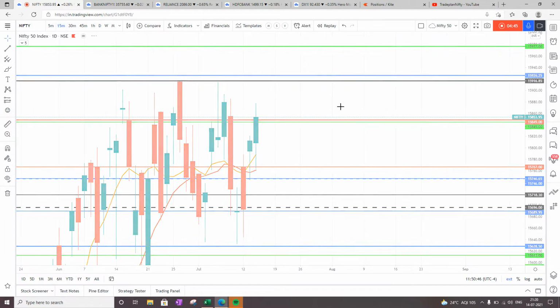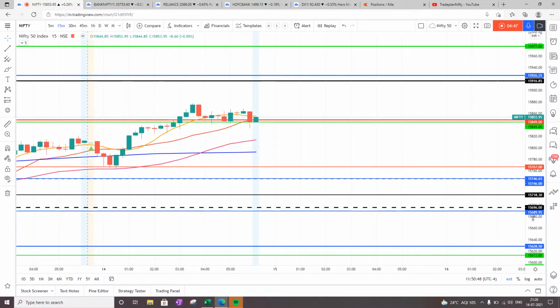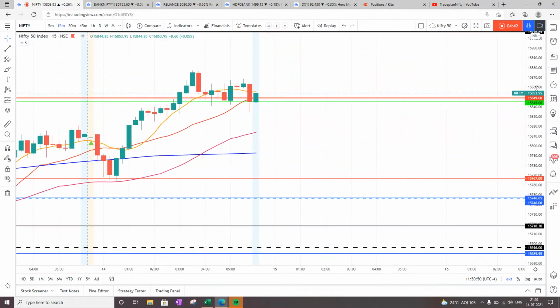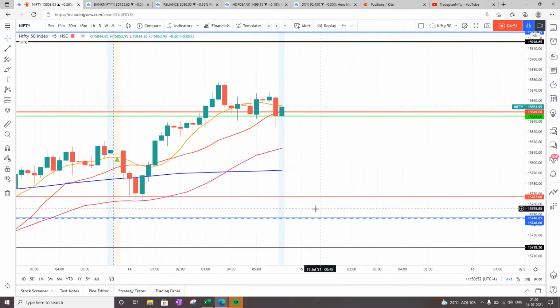On the 15-minute chart, we see that we had a nice trending day today. As expected, it moved almost parallel to the 8 bar for almost a full day, and then it had some amount of consolidation and closed above 15,850. It closed above the 20 bar moving average, above the 50 and above the 200. So here also it is in an uptrend. The moving average trend is up.